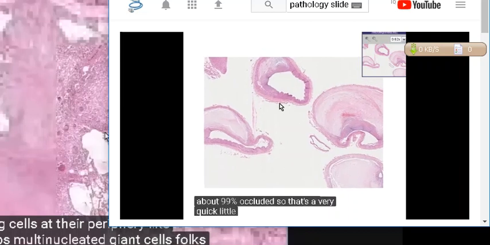So that's a very quick little guide that people use either angiographically or even grossly at autopsy.